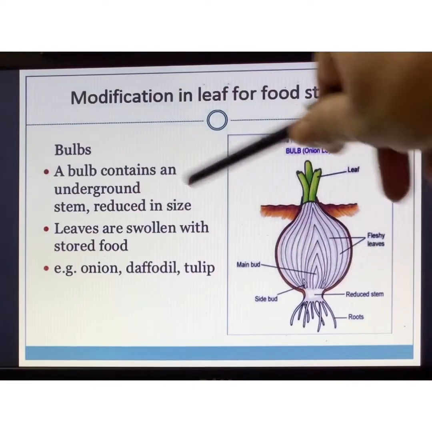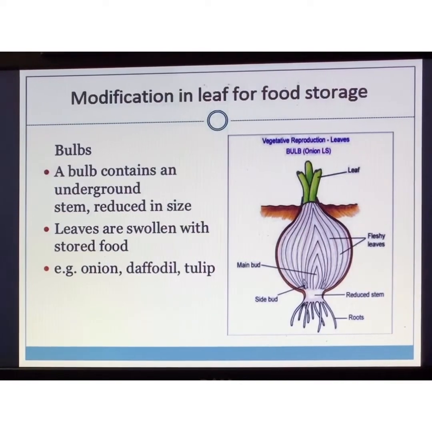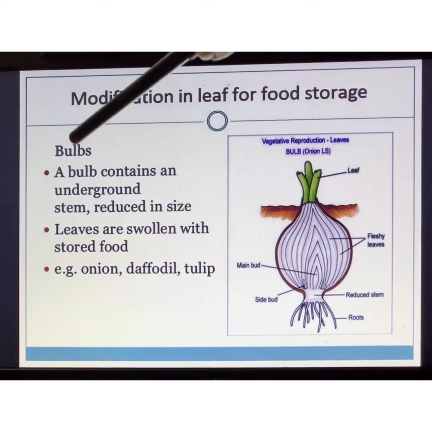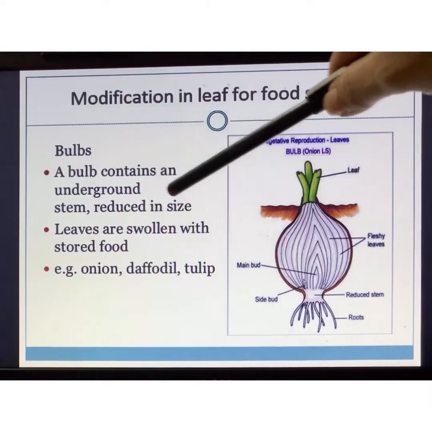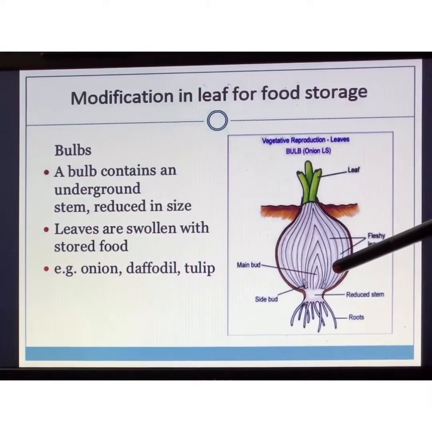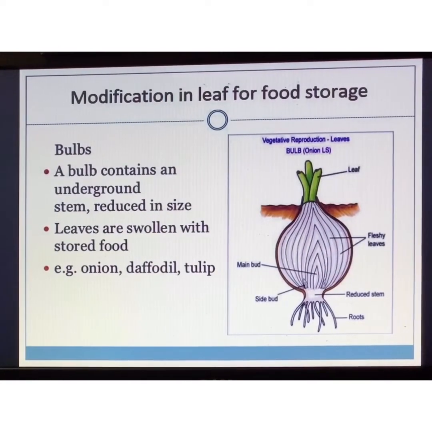Again, this is a very important part of vegetative reproduction. We will come to that later, but you cannot afford to forget what a bulb is. What is a bulb? No, I am not talking about the electric bulb in your house, right? And don't giggle. A bulb contains an underground stem which is reduced in size. It will have leaves that are swollen with stored food and the main bud that is growing. Is that clear, students? Right?